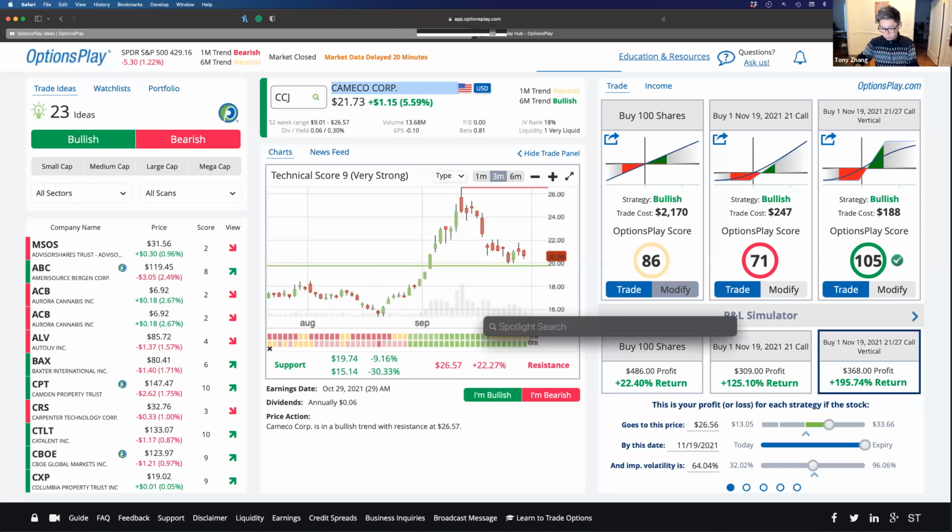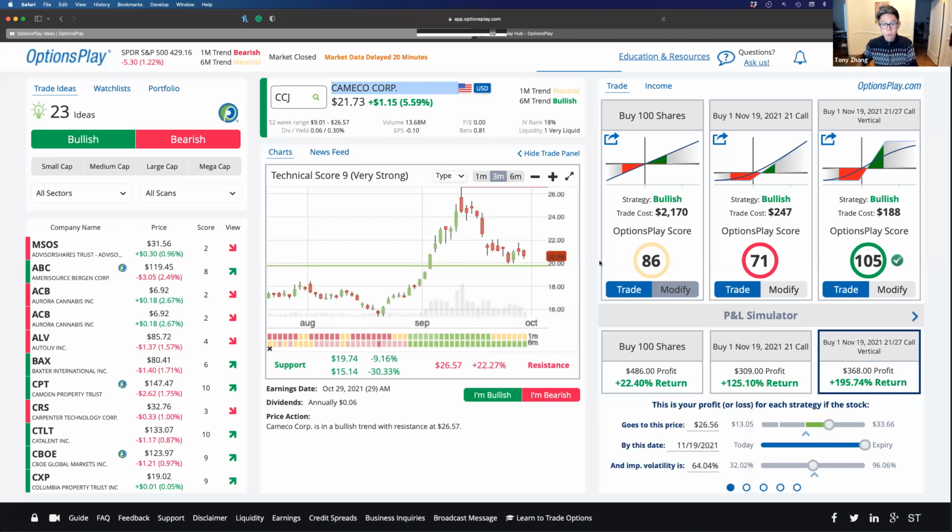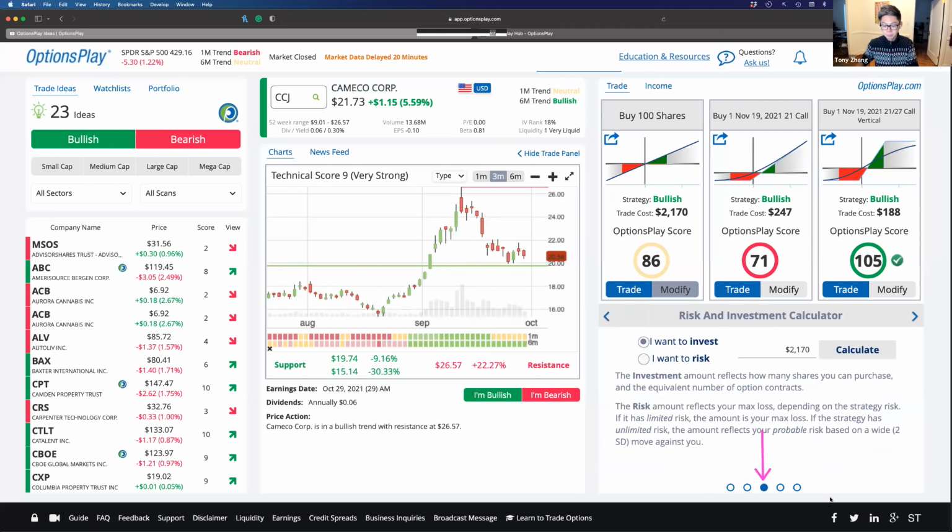Let's say you have a $25,000 account, right? We'll multiply that by 0.02, which is 2% of that total portfolio value. That comes out to be $500. So the most you can risk on this particular trade is $500, which is 2% of your total portfolio value. What you can use is the risk and investment calculator, which is the third button here at the bottom of your screen. And using the risk and investment calculator, you can select I want to risk, and you can type in $500.